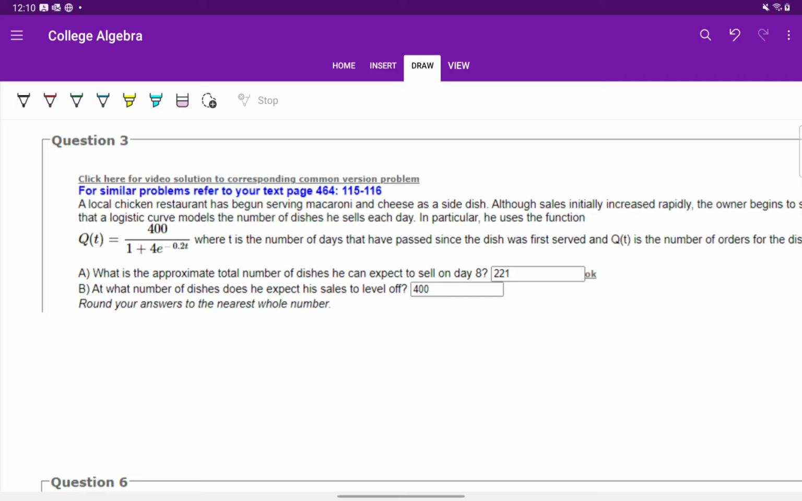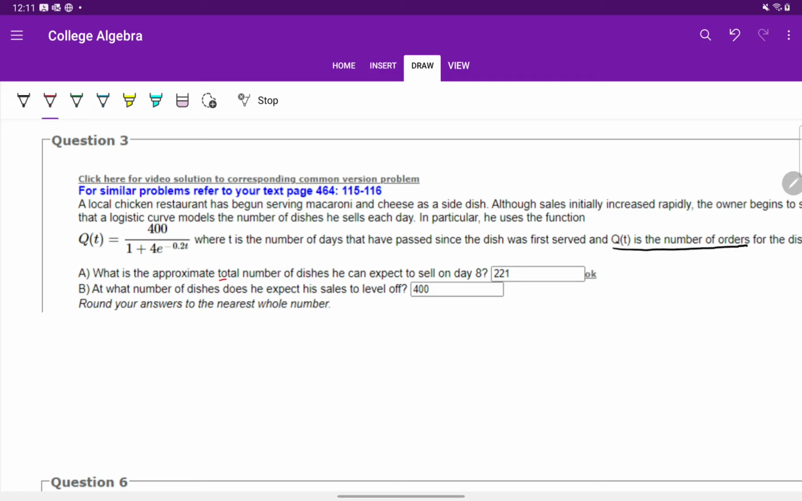exponentials. Here's an example from the common version of the homework, where you're given this cute little story about a restaurant owner selling macaroni and cheese, but really all we care about is the formula that he has developed that models, I guess, demand for his dishes. The Q of T represents the number of orders for the dish, and the only other variable in this is T, which represents time. So the first part of the question says, what is the approximate total number of dishes?